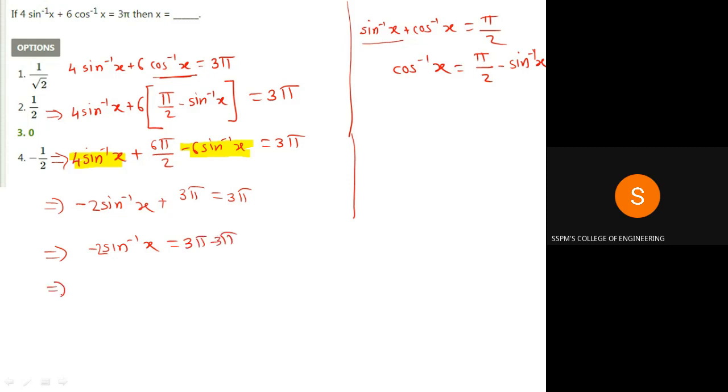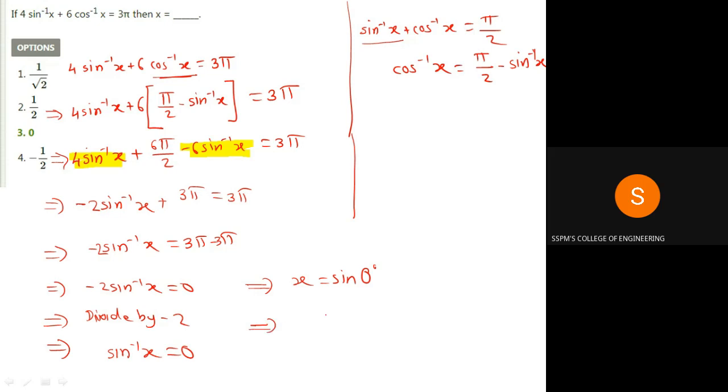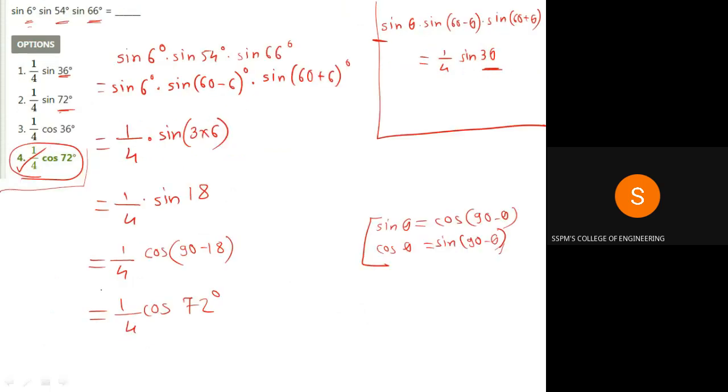It becomes minus 2 sine inverse x is equal to 0. If you divide by minus 2, minus sine inverse x is equal to 0, so sine inverse x is equal to 0. What does it mean? It means x is equal to sine of 0 degree. What is sine of 0? It is 0. Sine of 0 is equal to 0.